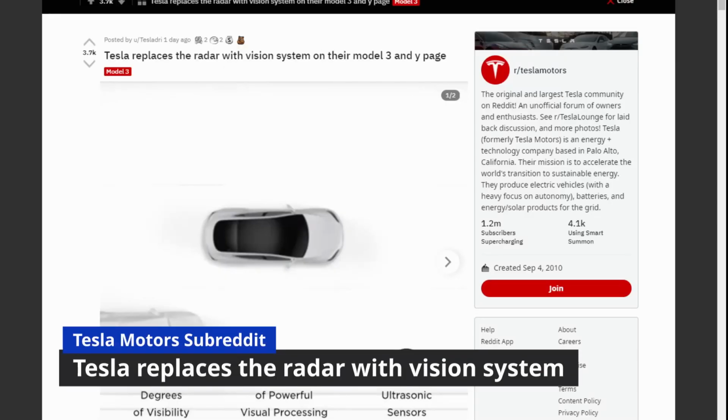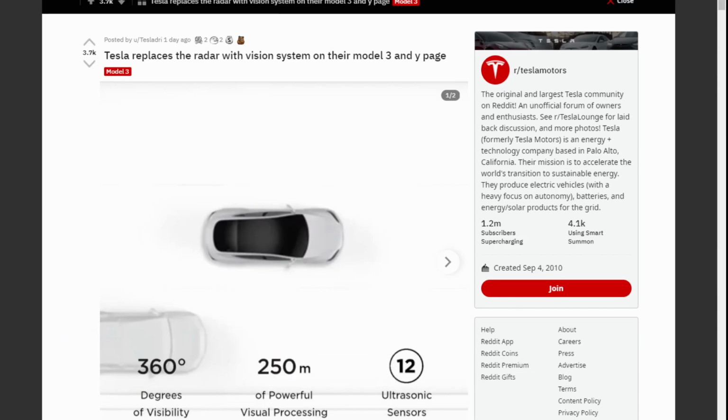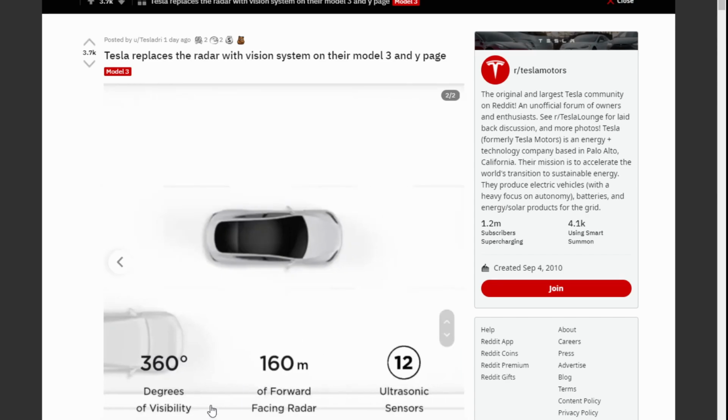Okay, so yesterday, there were some articles going around, specifically this thread on Reddit, which discovered that Tesla had replaced the radar with the vision system on the Model 3 and Y order pages. If you look here, it shows 12 ultrasonic sensors, 250 meters of powerful visual processing, and 360 degrees of visibility. And you can check here, and it shows what it used to have, which was the 360 degrees of visibility and 160 meters of forward-facing radar.